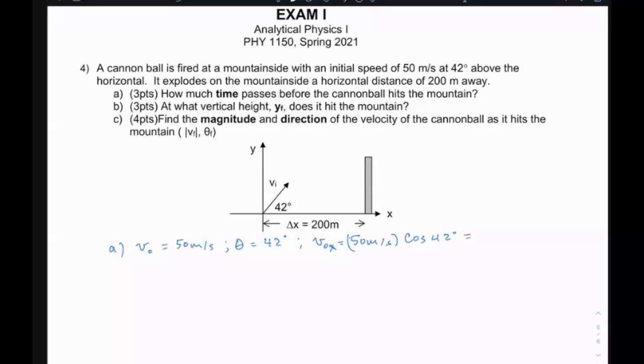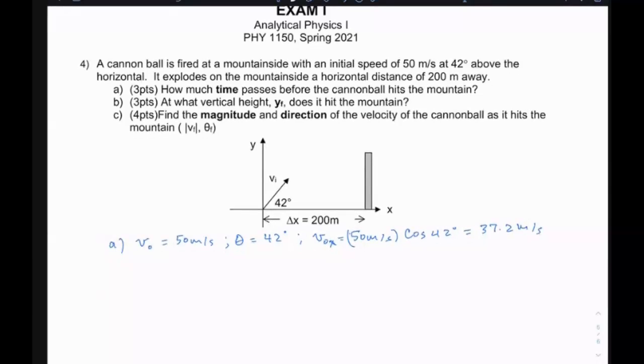And when we do that, we get 37.2. And we can also evaluate the y component of the initial velocity, which is just equal to the initial velocity times the sine of 42 degrees, and that's 33.5 meters per second.